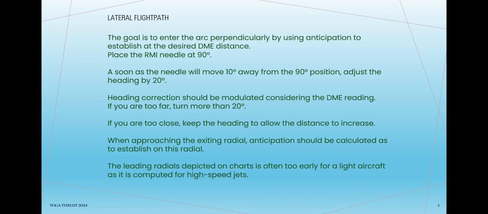If you are too far, turn more than 20 degrees. If you are too close, keep the heading to allow the distance to increase. When approaching the exiting radial, anticipation should be calculated so as to establish on this radial. The leading radial depicted on charts is often too early for a light aircraft as it is computed for high-speed jets.